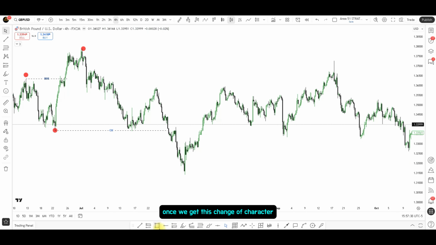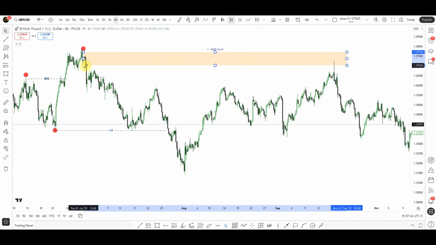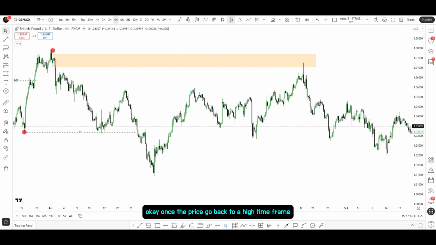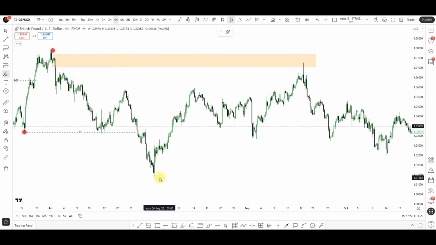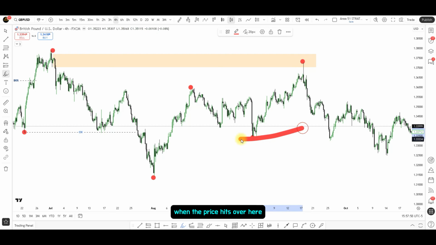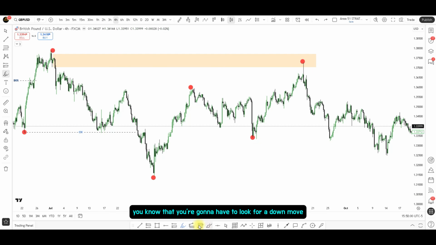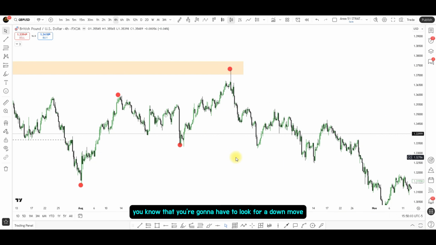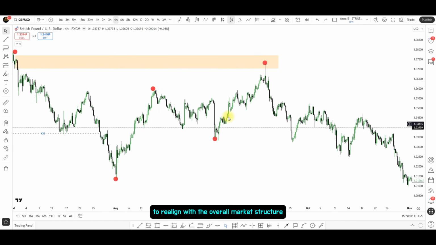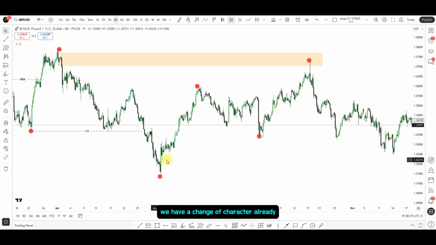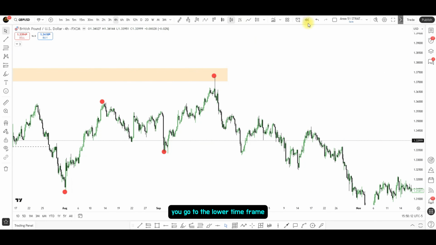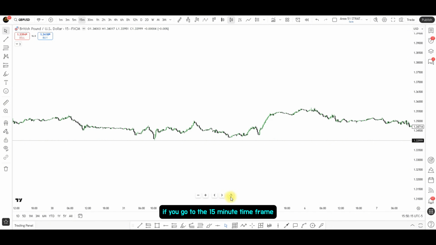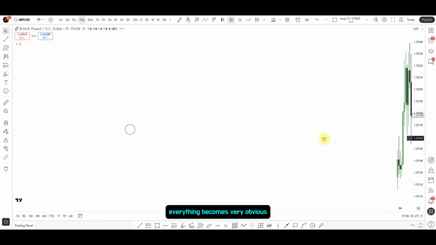Once we get this change of character, we wait for the price to reverse back to what we call a supply zone on the higher time frame. Once the price goes back to a higher time frame supply zone, the question is, when the price hits over here, you know that you're going to have to look for a down move to realign with the overall market structure. We have a change of character already. So once the price hits over here, you go to the lower time frame. You go to the 15-minute time frame. If you go to the 15-minute time frame, everything becomes very obvious.